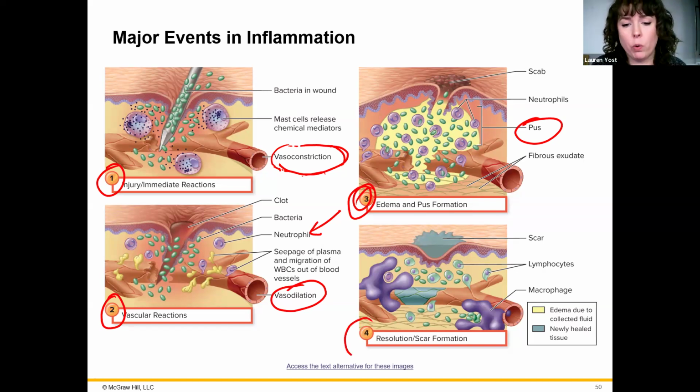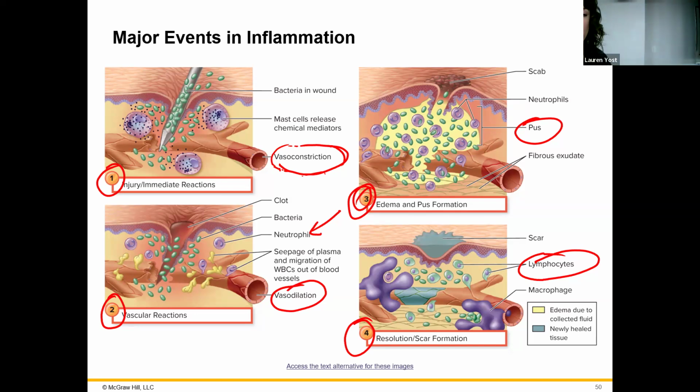And then number 4, finally, the lymphocytes. Remember, that's the word for both our B's and T's. Our lymphocytes have finally shown up to this area. And you notice that's just the end. There's no more story to this.